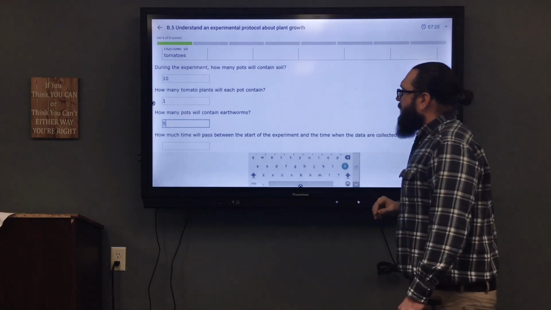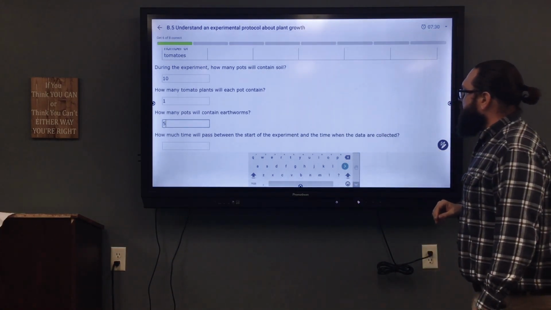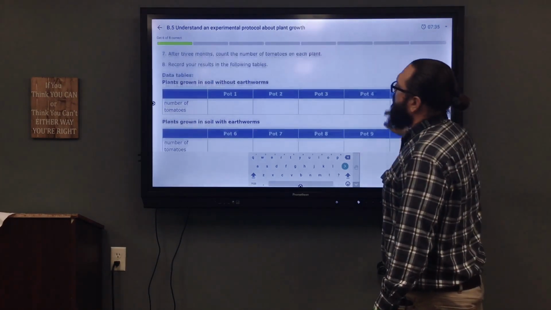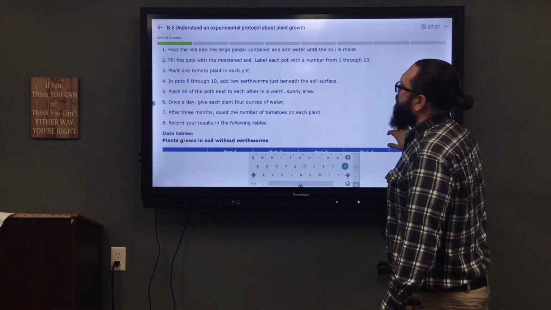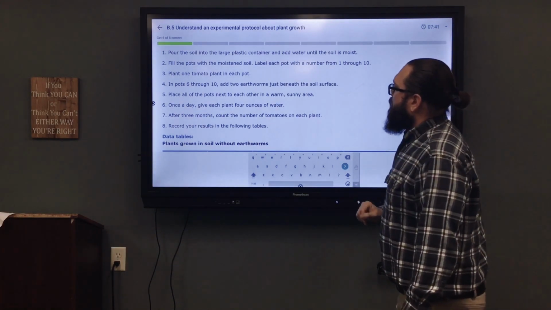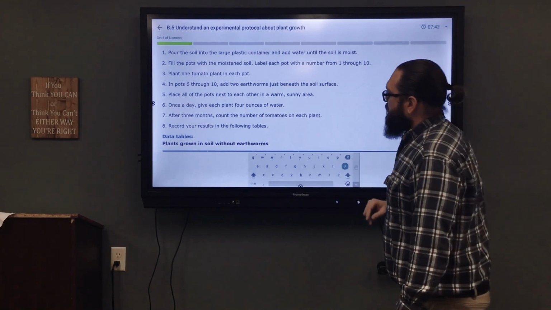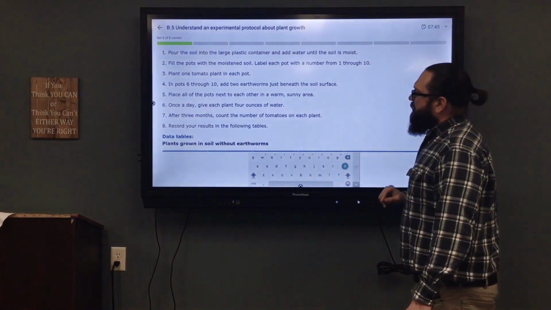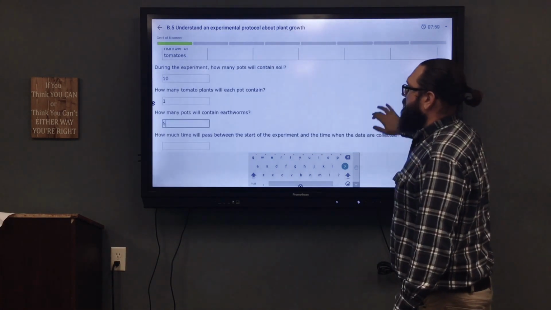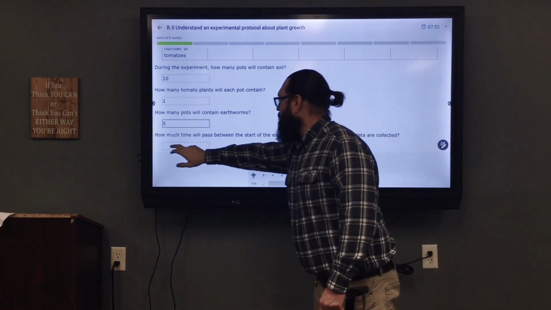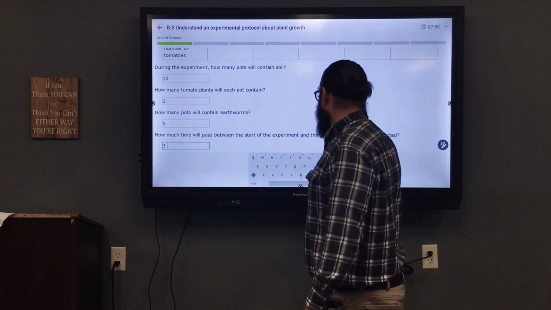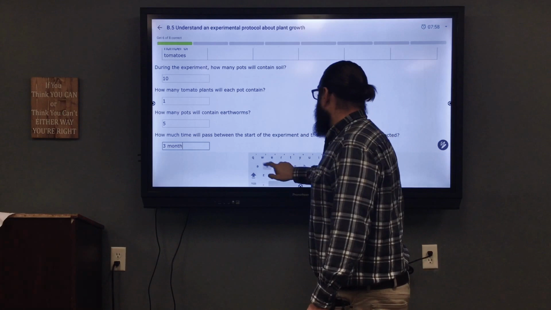How much time will pass between the start of the experiment and the time when the data are collected? If you look at step 7, after 3 months, count the number of tomatoes on each plant. So the time that will pass is 3 months.